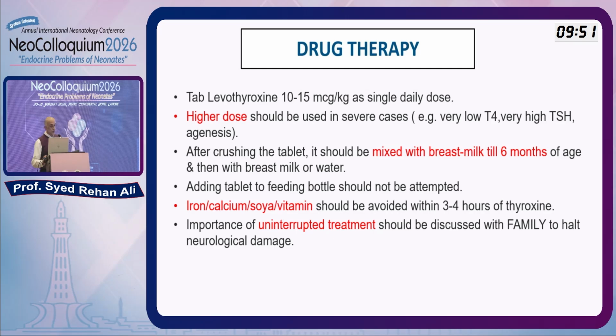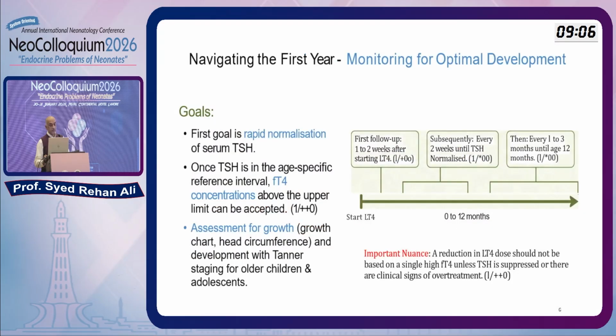In terms of levothyroxine, we do 10 to 15 micrograms per kg as a single daily dose. Higher dose should be used in severe cases if the T4 is very low and TSH is very high, which indicates agenesis. After crushing the tablet, it should be mixed with breast milk till 6 months and then breast milk or water after that. Adding tablet to feeding bottle should not be attempted. Iron, calcium, soya and vitamins should be avoided 3 to 4 hours of giving thyroxine. The importance of uninterrupted treatment should be discussed with the family to halt the neurological damage.